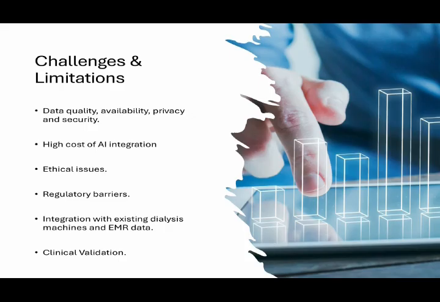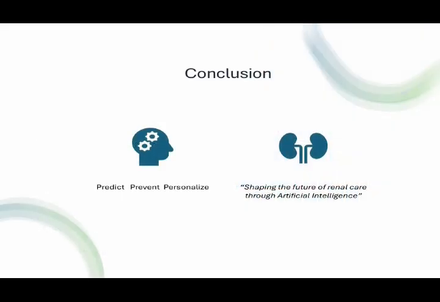Coming to the conclusion, AI in hemodialysis means implementation of AI can do three things. One, predict; second, prevent; and then personalize. AI can predict what is going to happen, it can prevent the complication, and it can personalize the dialysis prescription. Those are the three key words that you can take home.